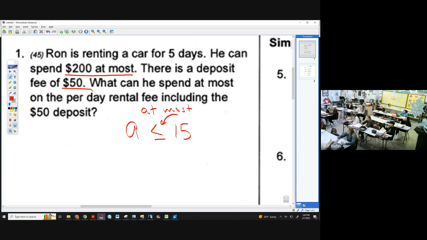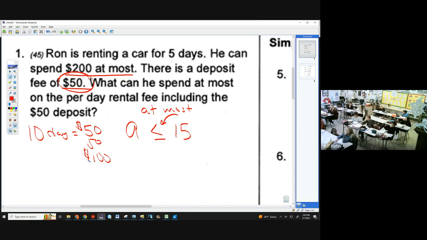So I would say to myself, let's say I rented the car for 10 days. At $5 a day, 10 days is going to cost me $50, right? Plus, this $50 fee means I have to pay that no matter what. So now I have spent how much? $100, right? Could I do that? Yes, because I can spend at the most $200.